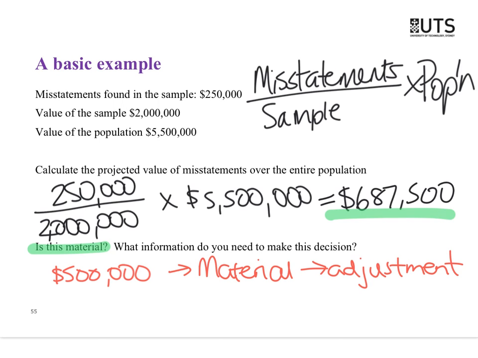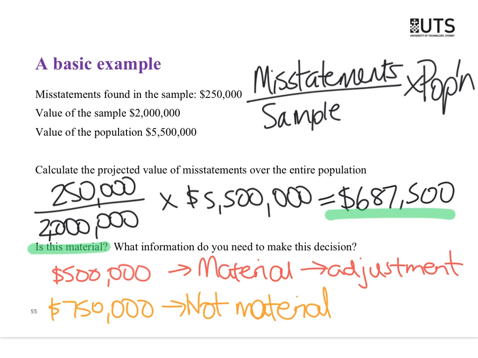But what if materiality was a different number? Let's say materiality was 750,000. Then we have an issue that is not material, and we would leave that within the financial statements itself. So now let's look at a slightly more complicated example.